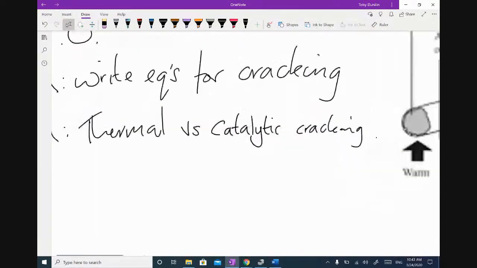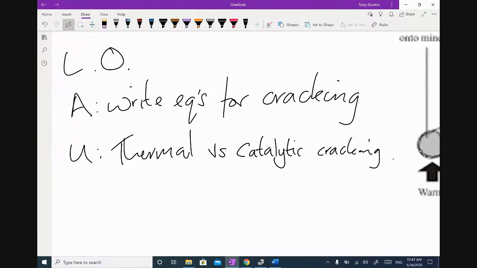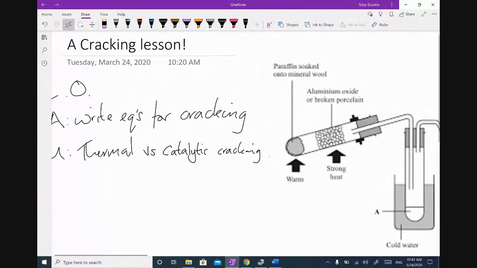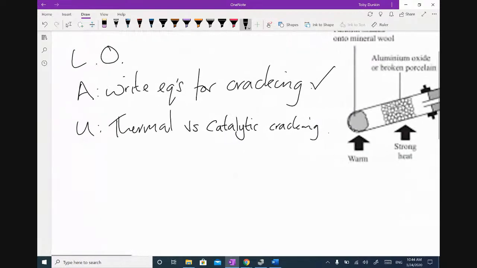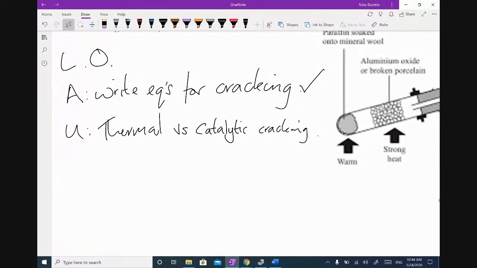So you guys need to be able to write equations for cracking. That's easy. That's GCSE. You guys can already do this. I put that first just because I do realize that you guys can already do it. So you should be able to do this one already. Tick. But we will look at some exam questions of those as well.